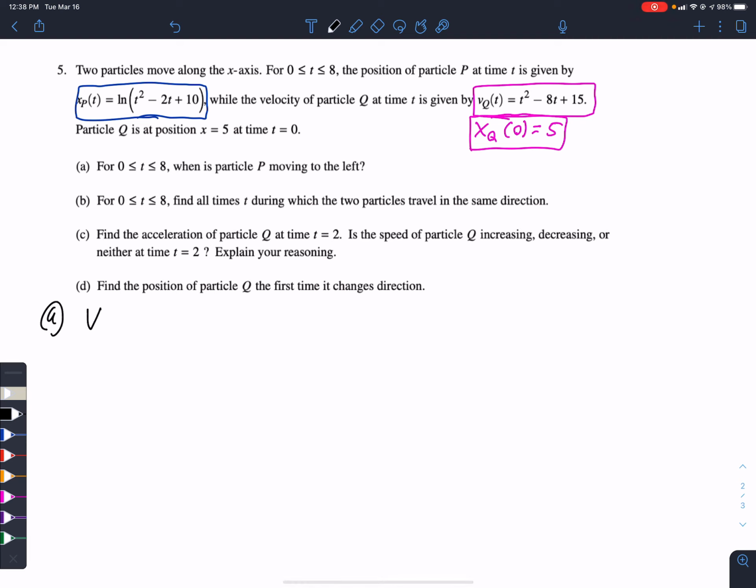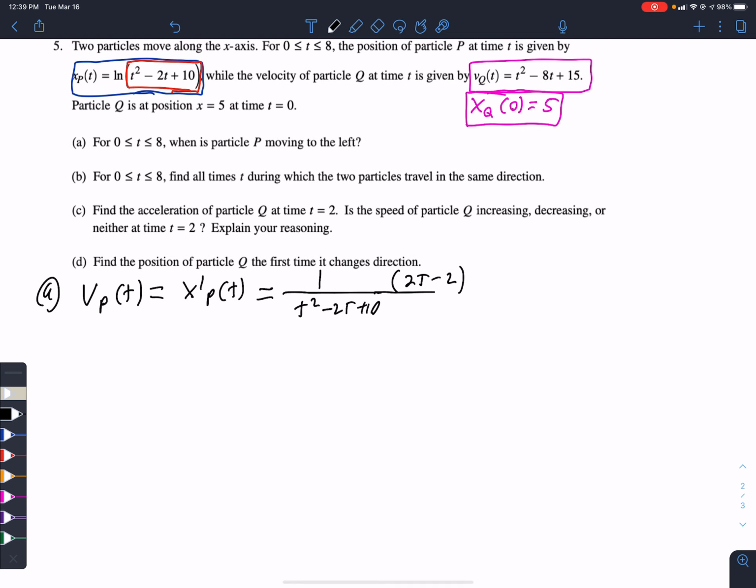But we need the velocity of P, and you need to tell me, the grader, how you get the velocity. And you have to tell me it's the derivative of the position. So this is very important, that you tell me how you get the velocity. You need to explain that. So here it's ln of a function box. So this is ln of box. What's the derivative of ln of box? It's 1 over the box times the derivative of the box, which is 2t minus 2.